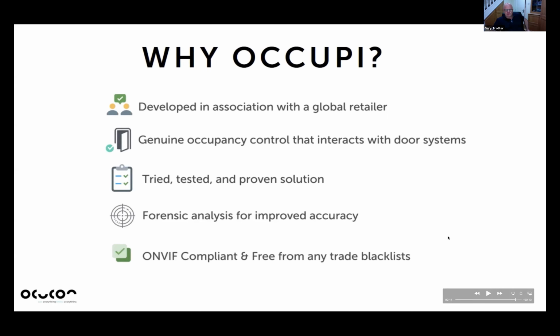The 5 major points there: we've developed this with a global retailer, so we've made sure we have this with live trials in their premises. It's trialed and tested. Genuine occupancy control, which is fully automated.